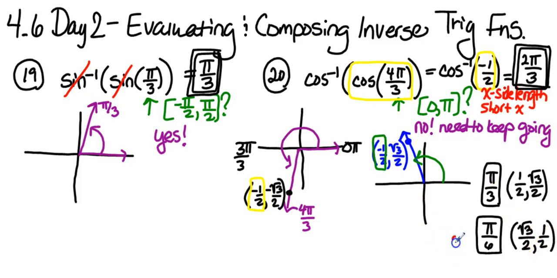I can't help but just remind you that if you count by pi over 6, you will eventually get to something like 2 pi over 6. Well, 2 pi over 6 technically equals pi over 3. So just watch out for that.